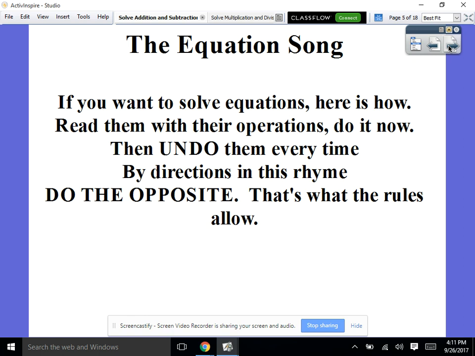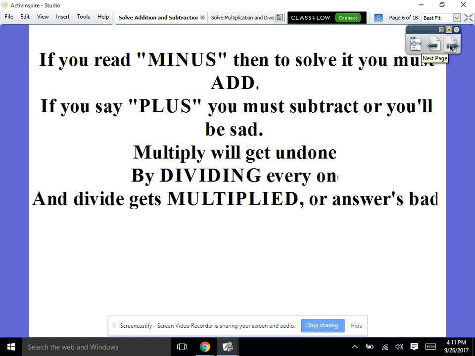Okay, practice that. We've got another verse. If you read minus, then to solve it, you must add. If you say plus, you must subtract or you'll be sad. Multiply will get undone by dividing everyone, and divide gets multiplied or answers bad.